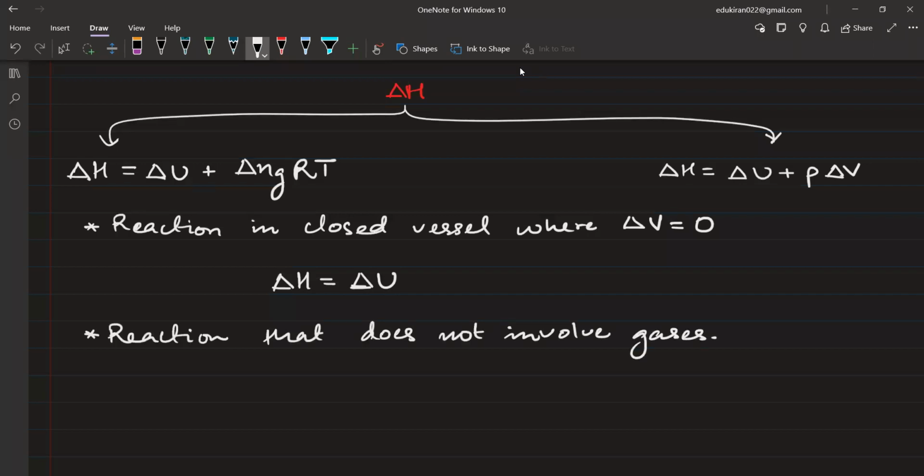Okay, the reaction that does not involve gases. That means when the number of moles of gas in the reactant is equal to the number of moles of gas in the product, in this case also, delta H will be equal to delta U. Why? Because delta Ng will be equal to 0. Okay, write this down.